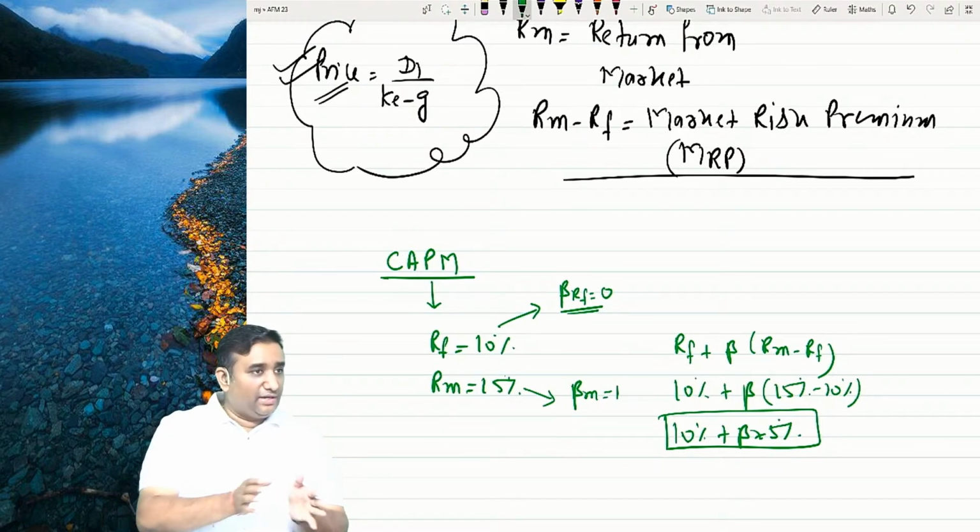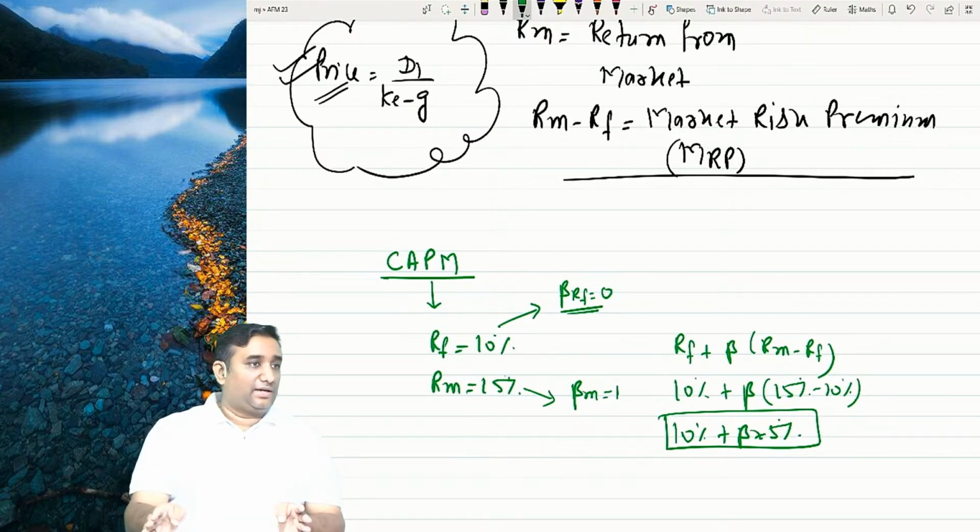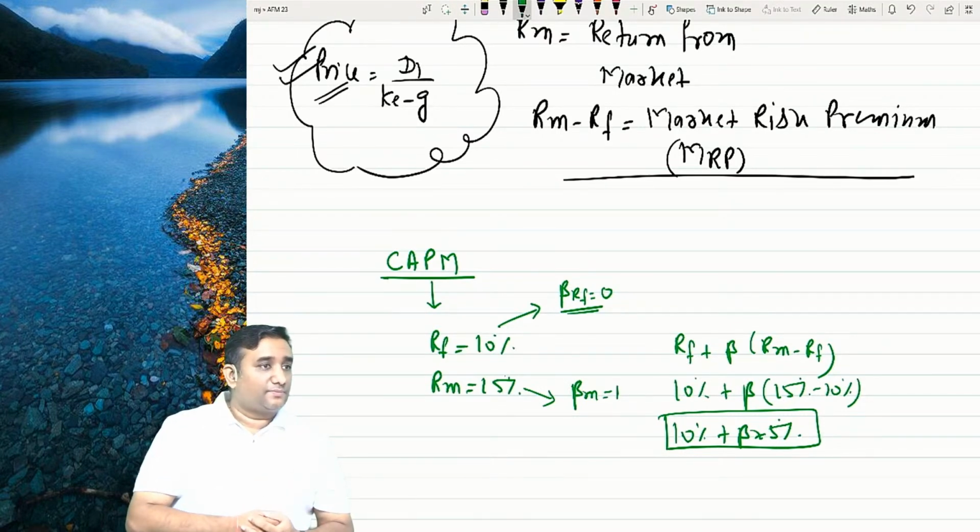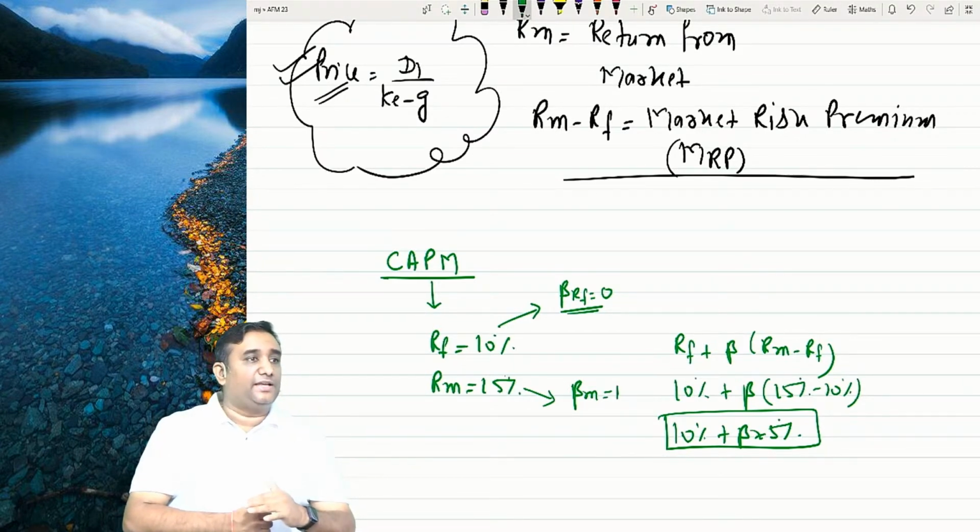The market was giving you 15. If your risk is higher, the return expectation would be higher. If your risk is lower, let's suppose you are investing in a security whose beta is 0.8, the risk is lower than the market. The market total return is 15. Your total return will be less than 15 in case you are investing in a security whose beta is less than 1. If beta is 0.8, it means 5 extra I need.